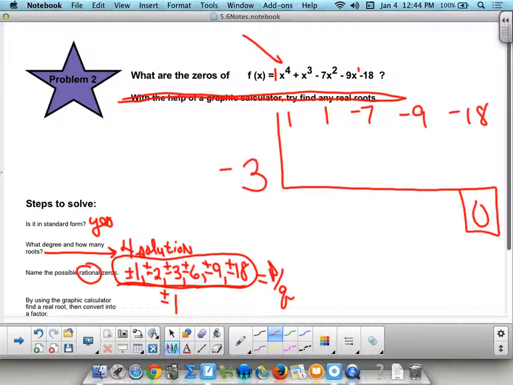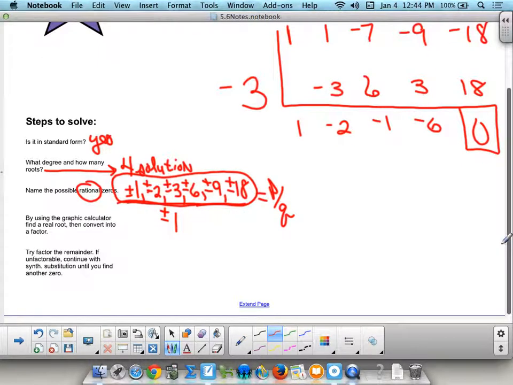I don't think 1 works, right? No, it's -1. Okay. All right, here we go. Bring down the 1. Multiply -3, add down -2, multiply 6, add down -1, multiply. Add down. And multiply. So did -3 work? Yes. We just found a solution. The solution is -3.